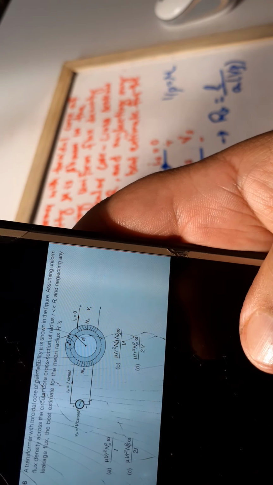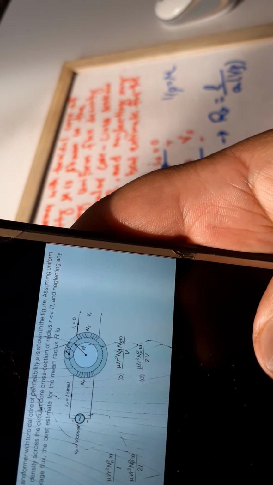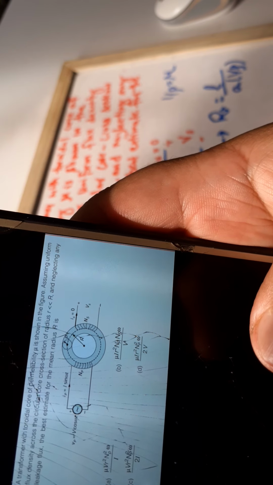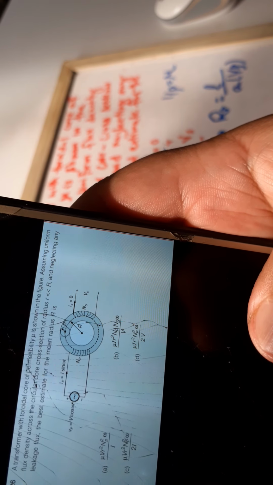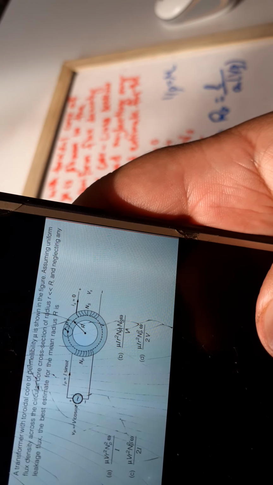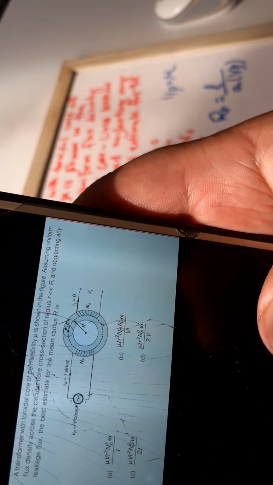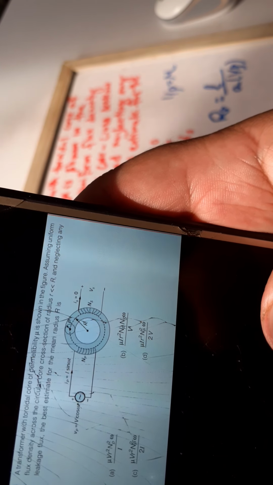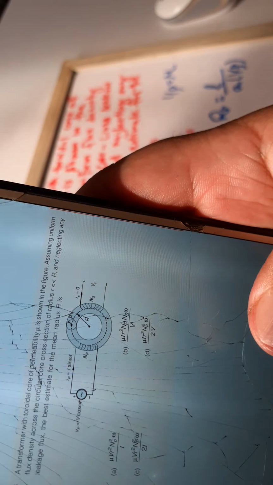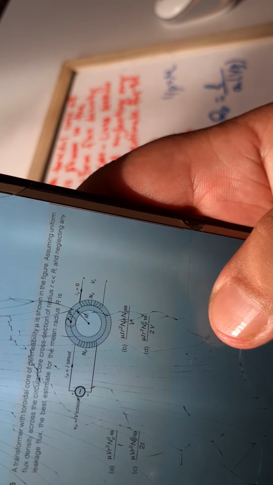This is the question in front of you, as you can see. A transformer with toroidal core of permeability mu is shown in the figure. Assuming uniform flux density across the circular cross section of radius r, very small compared to capital R, and neglecting any leakage flux, the best estimate for the mean radius r is.